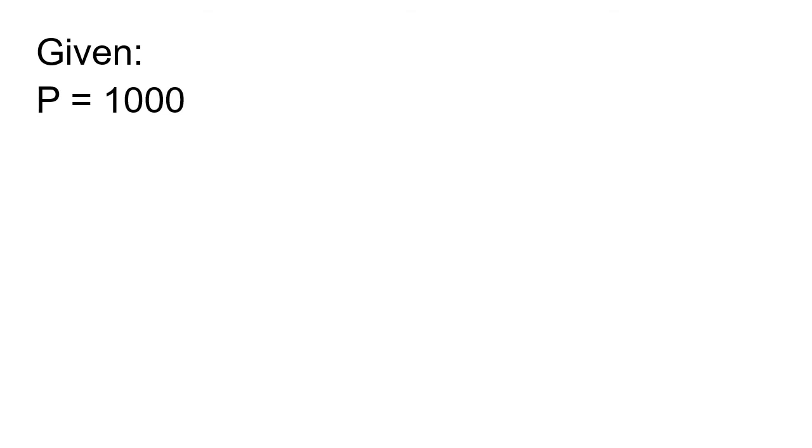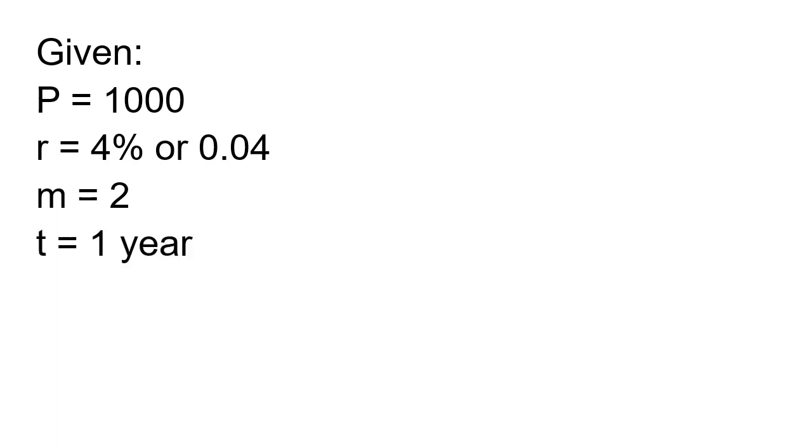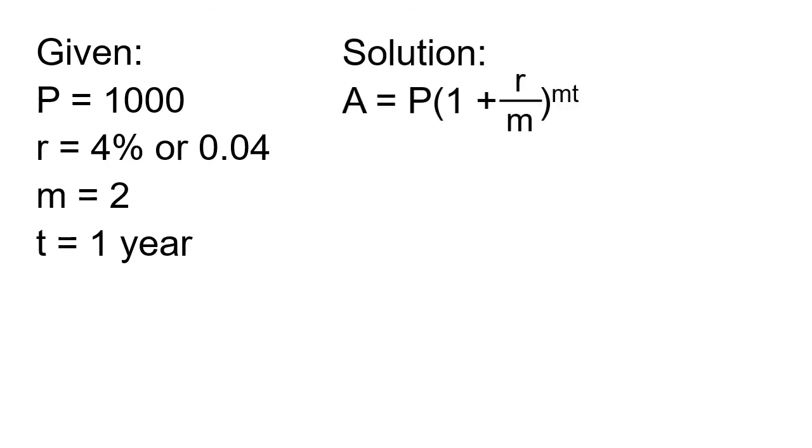So, the principal amount is 1,000. Rate is 4% or 0.04. The compounding period is semi-annually, so M is equal to 2. T or time is equal to 1 year. So for the solution, let us make use of the formula for the compound interest.